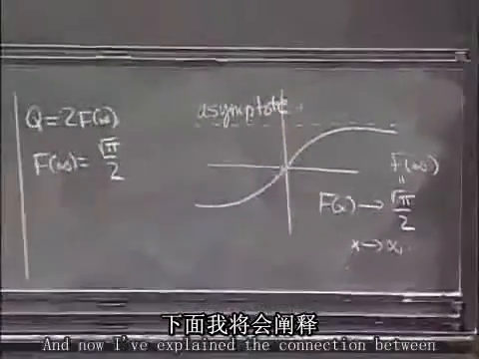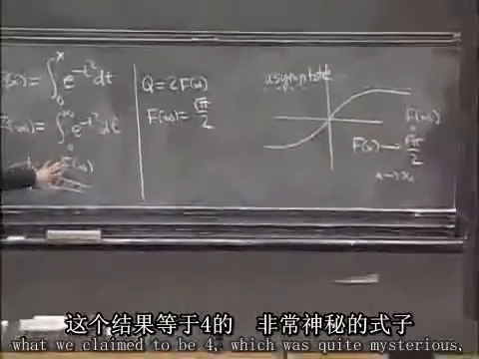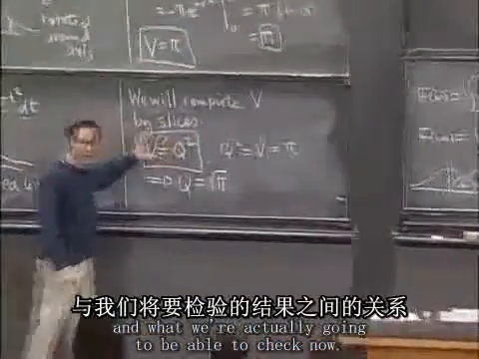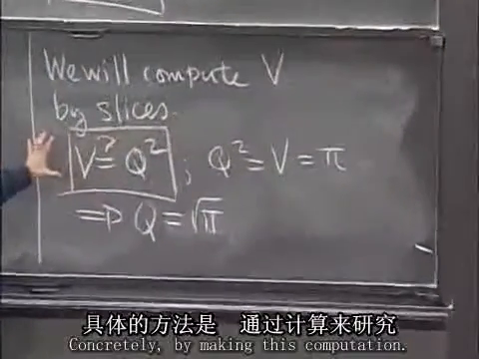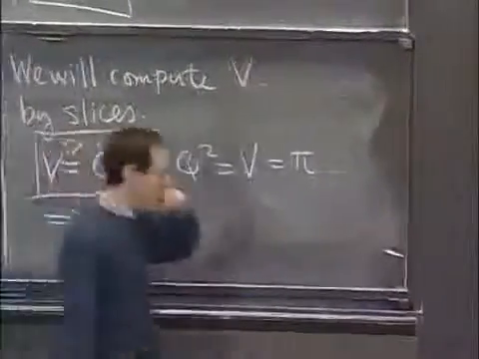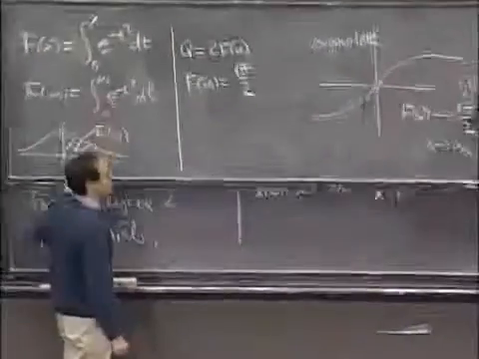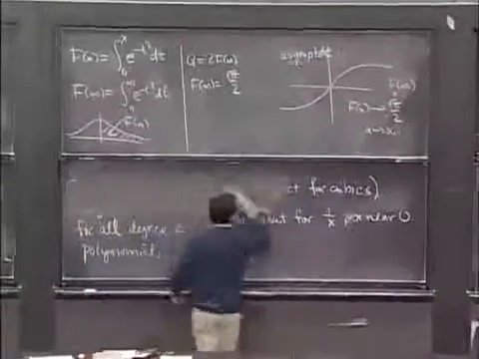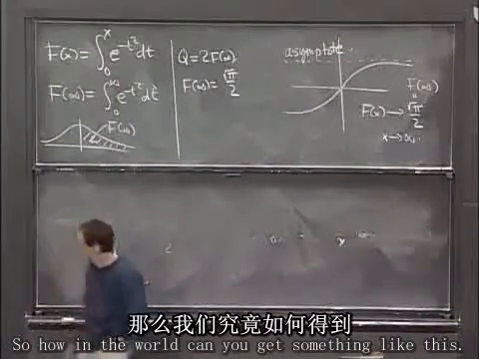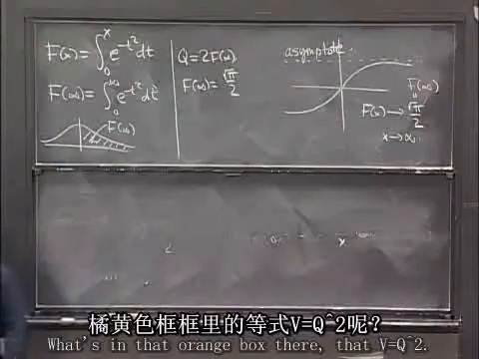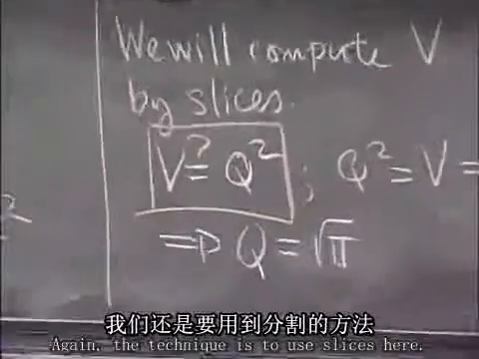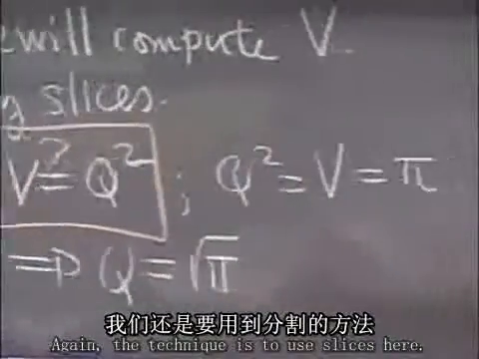And now I've explained the connection between what we claimed before, which was quite mysterious, and what we're actually going to be able to check now concretely by making this computation. Okay, so how in the world can you get something like this? What's in that orange box there, that v is equal to q squared? Again, the technique is to use slices here.